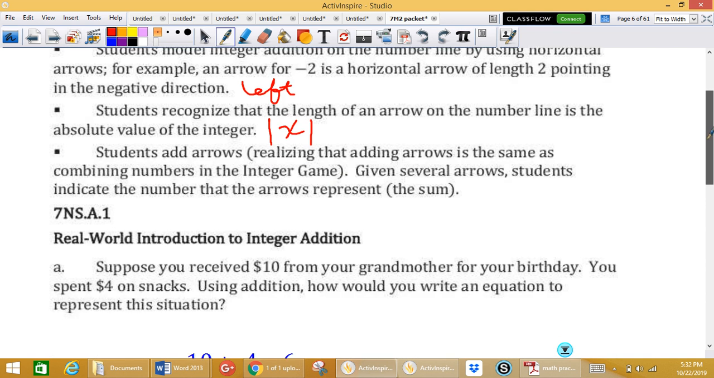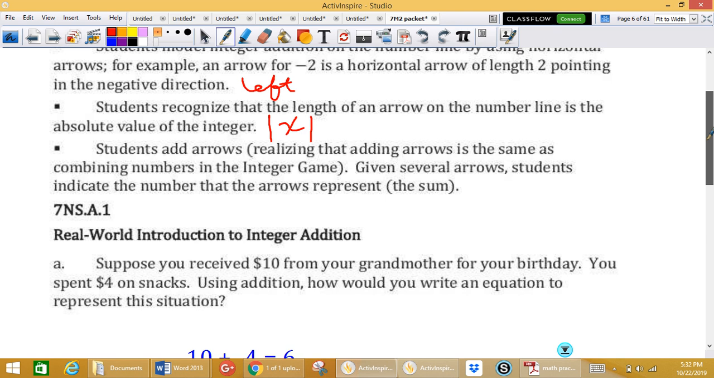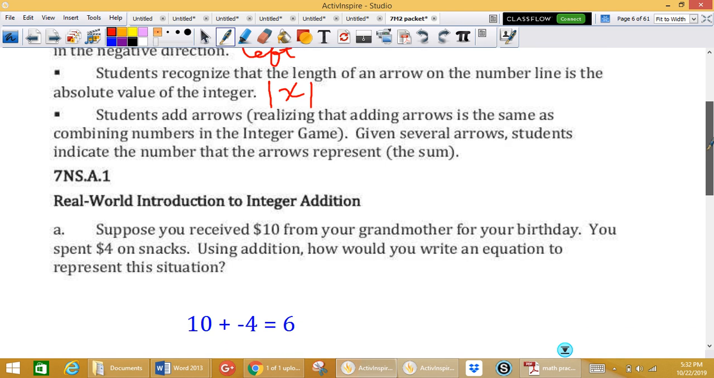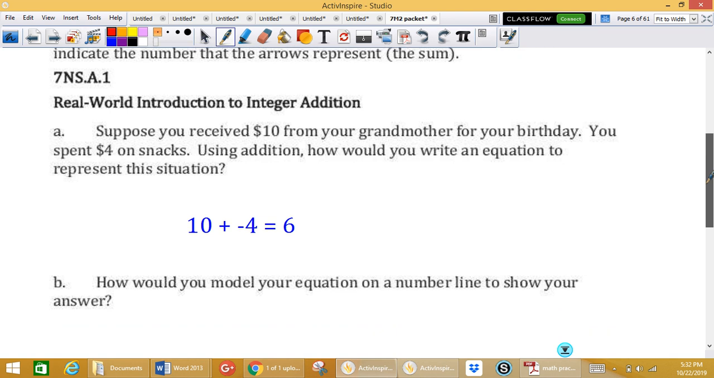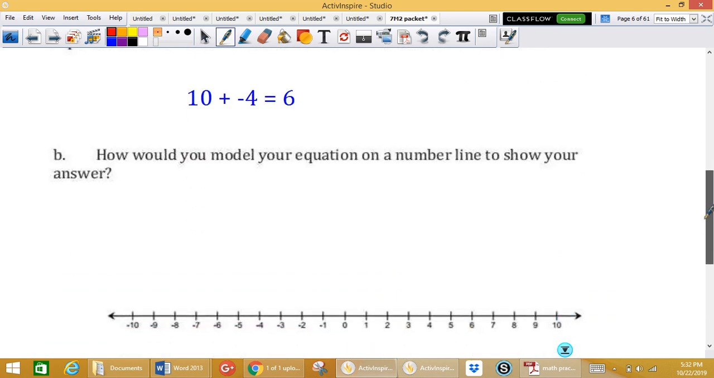Suppose you received $10 from your grandmother on your birthday. You spent $4 on snacks. Using addition, how would you write an equation to represent this situation? So you're given 10 plus you're spending $4, so that's $6 left. How would you model your equation on a number line to show your answer?